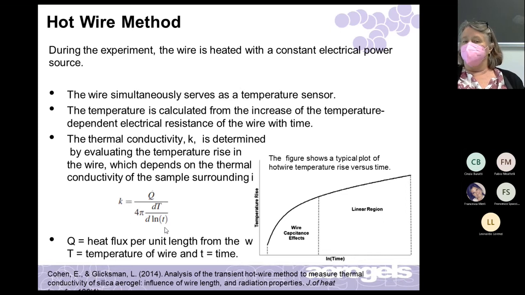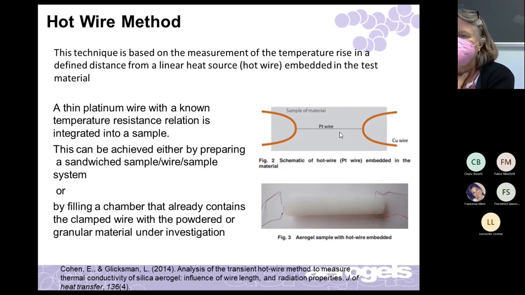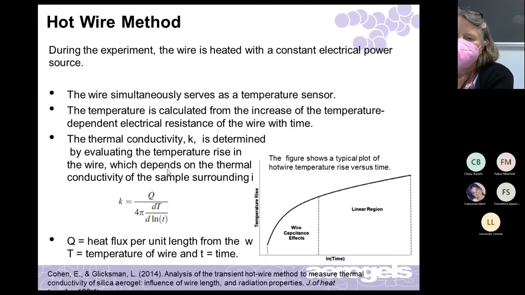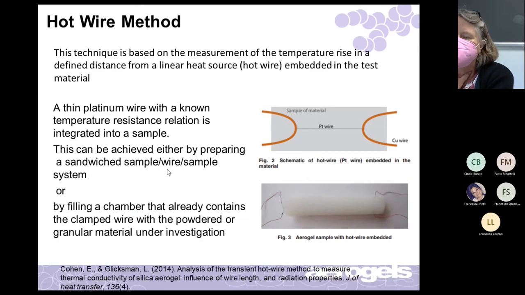The nice thing about this is it's fast. These tests do not take a particularly long time, on the order of minutes. But there are also issues with this in terms of end effects and getting accurate results. But it is a fast method, and the sample does not need to be particularly large. The sample is on the order of centimeters, not a few tens of centimeters.